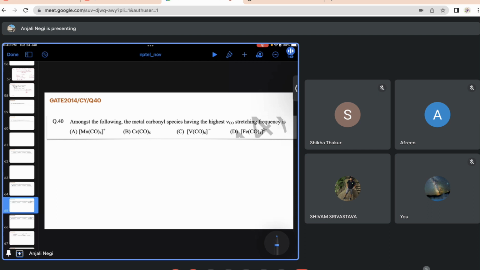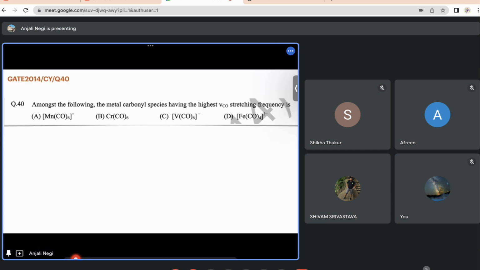So moving to the next problem. This is a 2014 chemistry question number 40. This question states that among the following, the metal carbonyl species having the highest CO stretching frequency is. So we are given four options of metal carbonyls, and we need to find out which one has the highest CO stretching frequency.